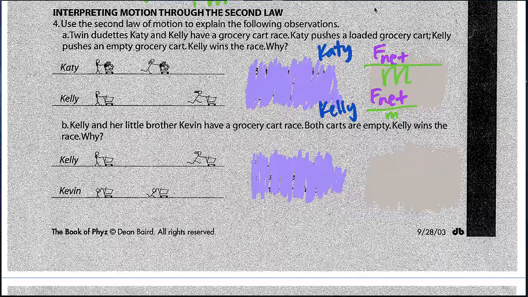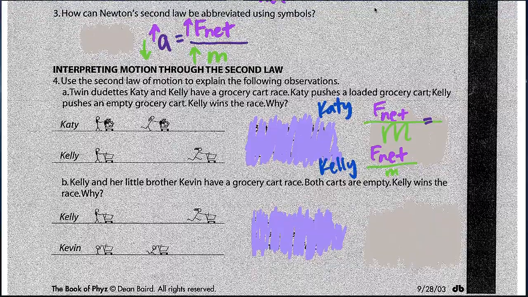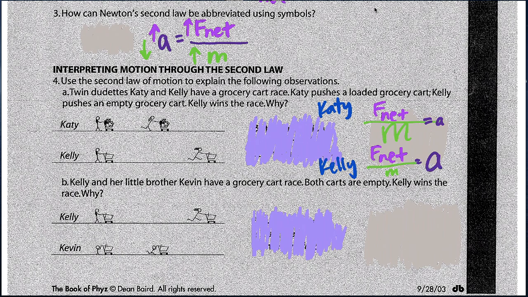Okay, so we're going to turn that into equations, and we remember from up here that if the mass is big, then the acceleration is little, because they do opposite things. And if the mass is little, the acceleration is big. Again, that's just an inverse relationship. So we can see that Kelly wins the race because she's just got less mass.